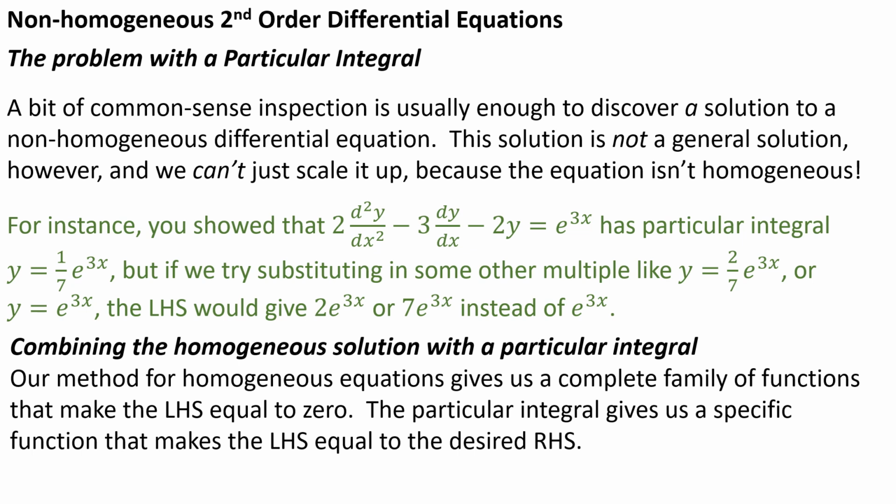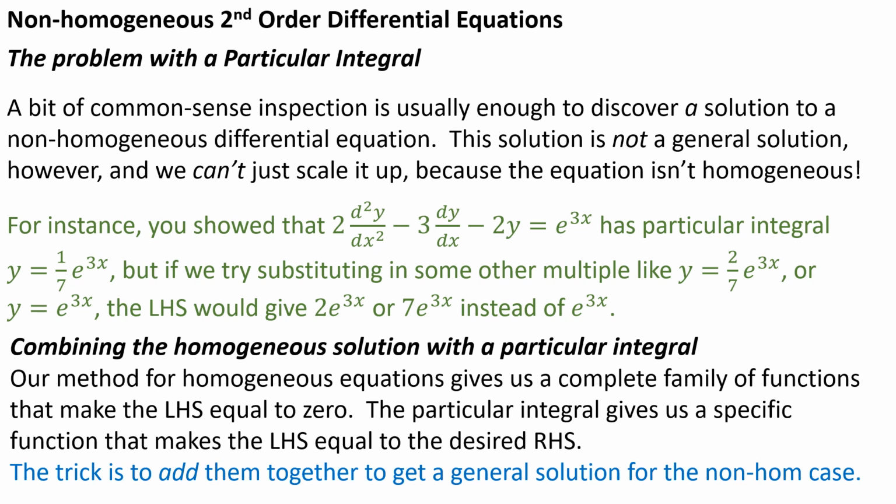Essentially, the complementary function, the general solution to the homogeneous case, gives us all possible ways of creating zero, and then if we add on the particular integral, it converts all of those zeros to a valid solution that gives us the correct right-hand side. And that's it, essentially. We're going to add those two things together. Let's see what it looks like in practice.